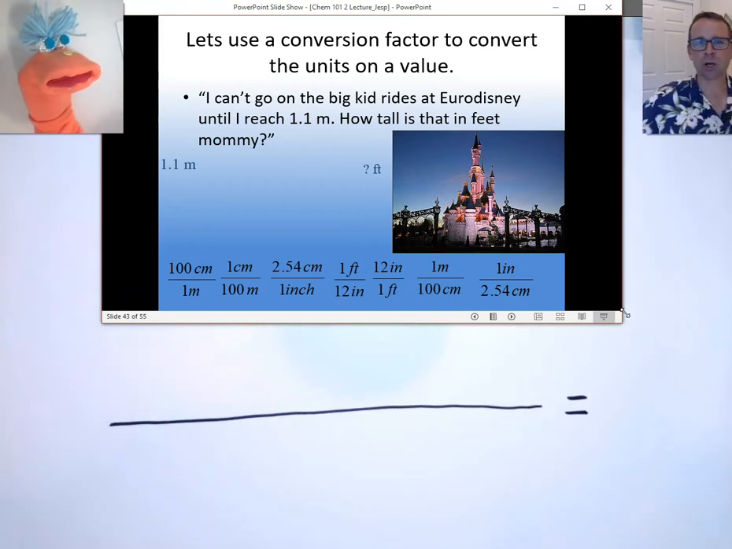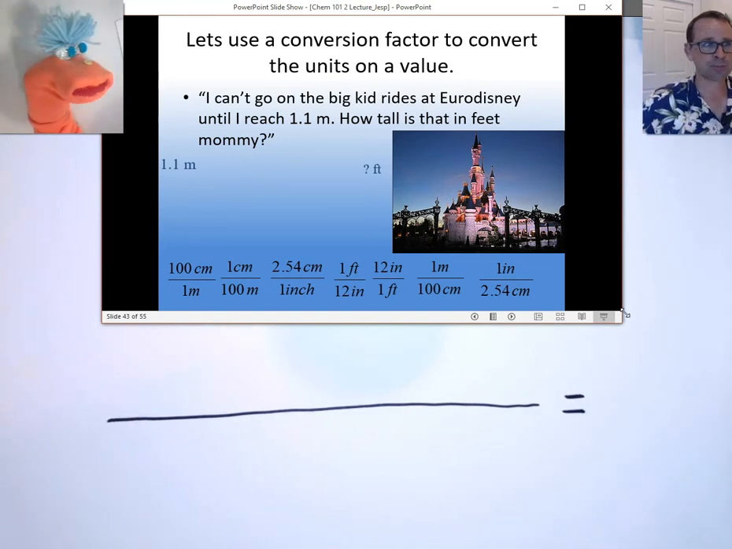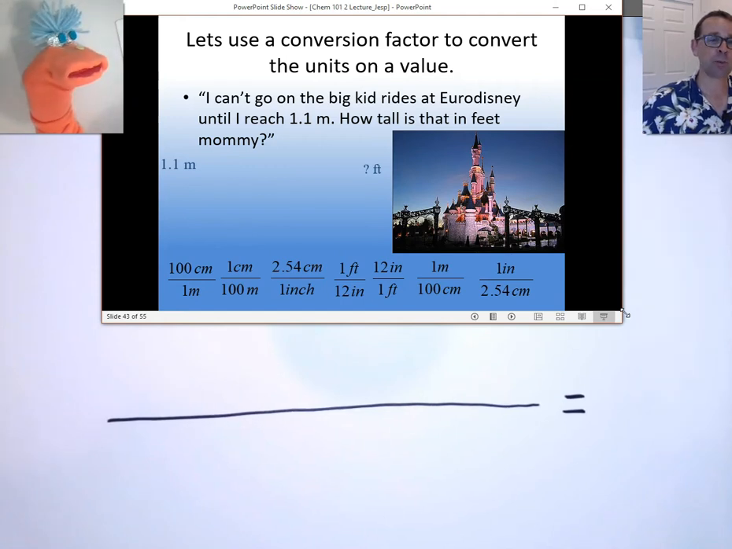We breathe out when we draw ourselves a long line like that. And then we try to answer this question, for example. I can't go on the big great kid rides at Euro Disney unless he's 1.1 meters. How tall is that in feet?